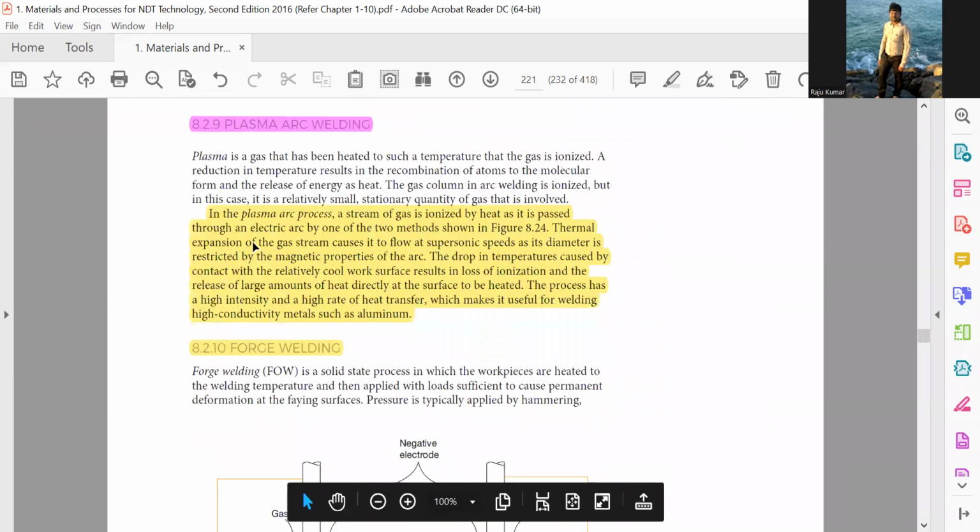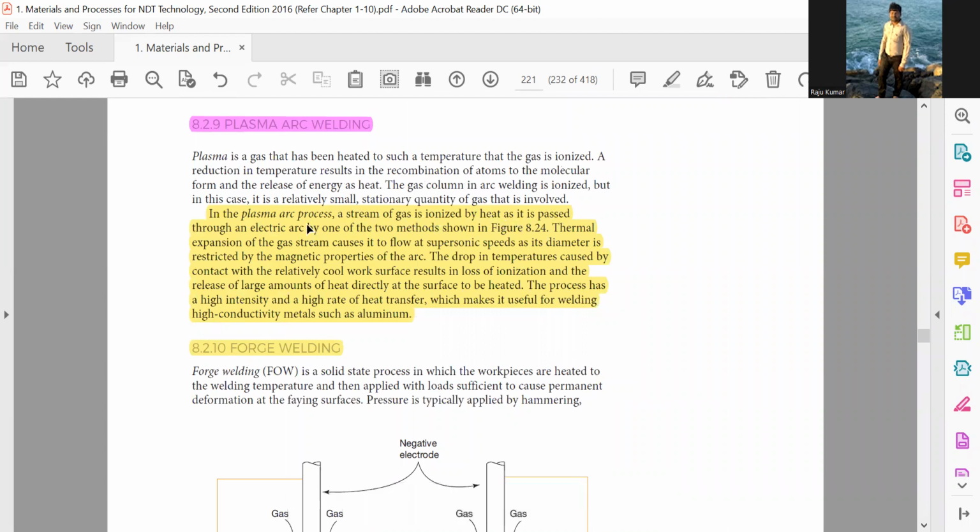Plasma arc welding. In the plasma arc process, a stream of gas is ionized by heat as it passes through the electric arc by one of the two methods shown in figure 8.24. The thermal expansion of the gas stream causes it to flow at supersonic speed. This is restricted by the magnetic properties of the arc.